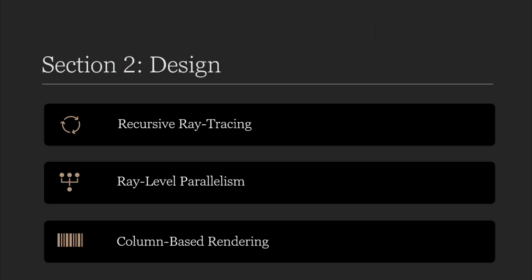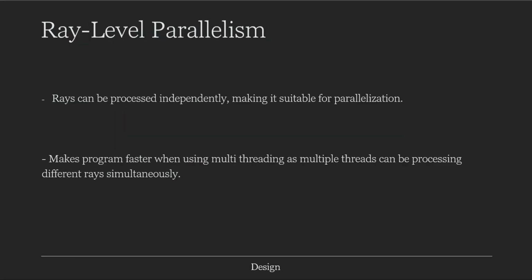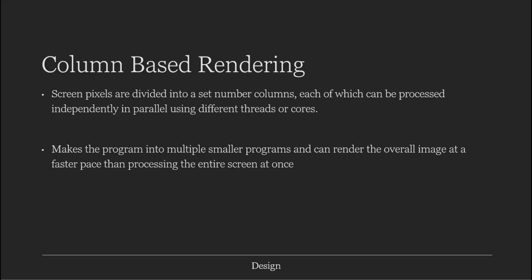In this section, we'll talk about recursive ray tracing, ray-level parallelism, and column-based rendering as part of my design for the program. Recursive ray tracing is when you create more rays after the initial hit point to achieve a more realistic lighting effect. With recursive ray tracing, it allows my program to have more features such as reflection and shadows. However, it could be improved to include refraction and transparency material effects. Ray-level parallelism is a feature of my program that allows me to handle multiple rays at once using multi-threading. Individual rays can be rendered to the screen as they are self-contained and do not need information from other rays to make their own calculation.